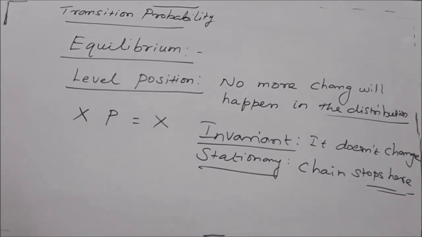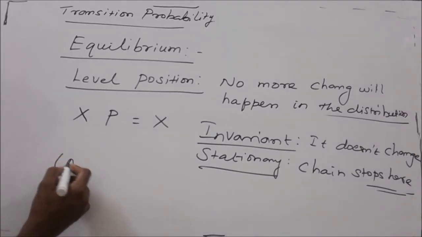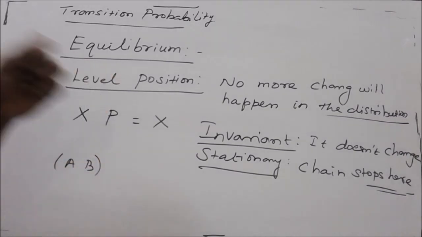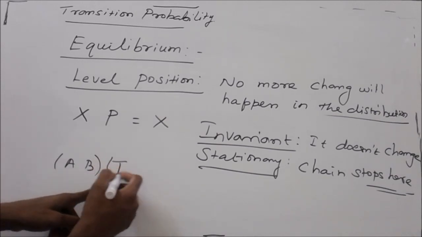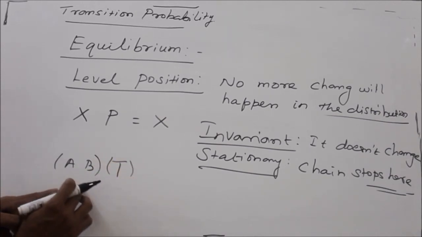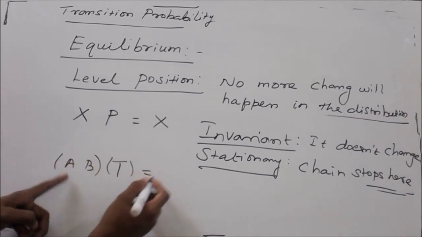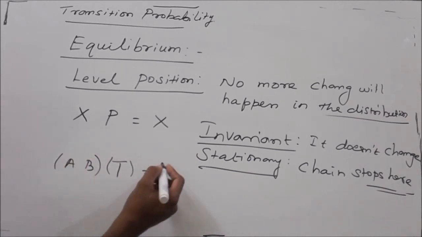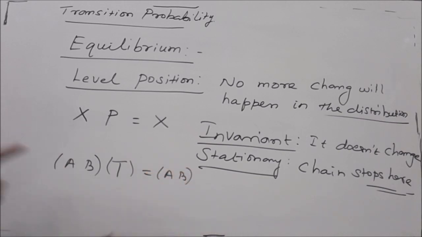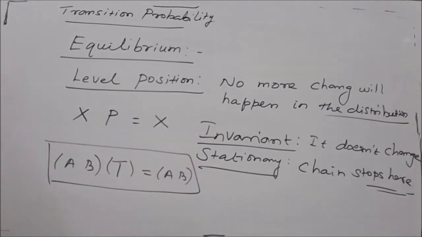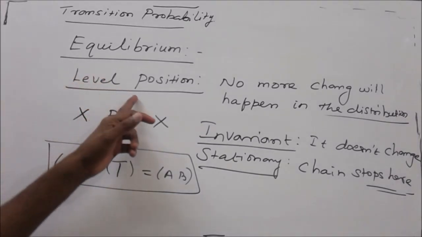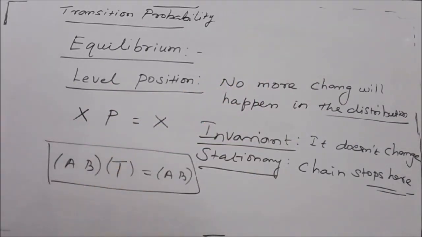Okay, suppose the given distribution is AB. The transition probability matrix is taken as T. This is also a matrix, a probability matrix. If one more transition appears, when we multiply these two, the same probability distribution appears here. This transition is known as at equilibrium. So equilibrium is nothing but the level position. That is, no more change will happen further.